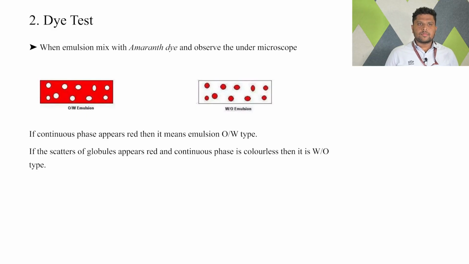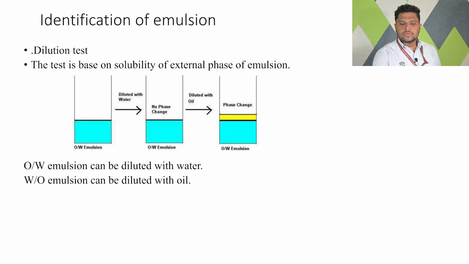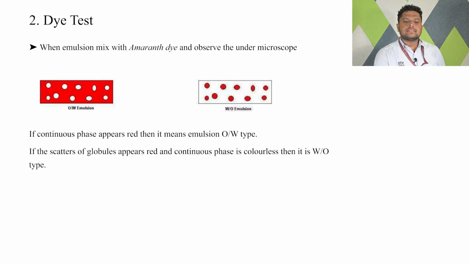If the scattered globules appear red and the continuous phase is colorless, then it is water in oil type. Remember, first is the dilution test, where we dilute the emulsion with water or oil and see whether a phase separation forms or not. Second is the dye test, where we use amaranth dye, which colors the water. It shows a maximum reddish color in the oil in water type of emulsion, and a dotty structure, shown in the second image, for the water in oil emulsion.